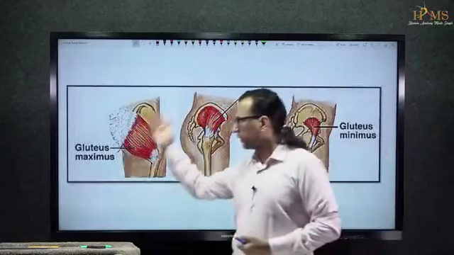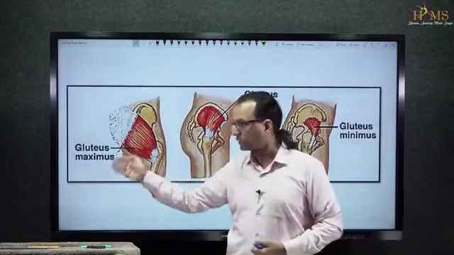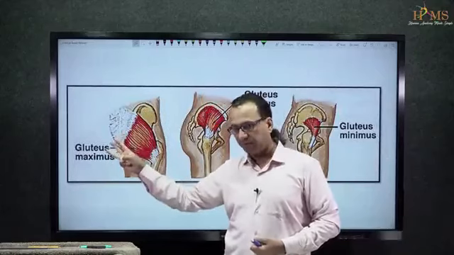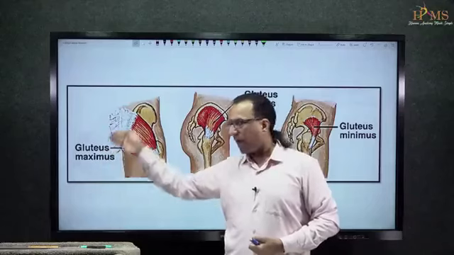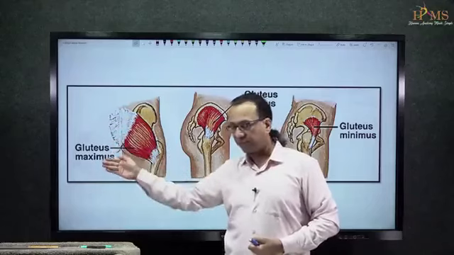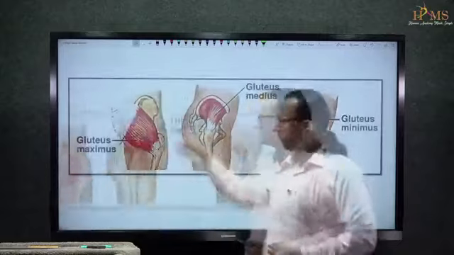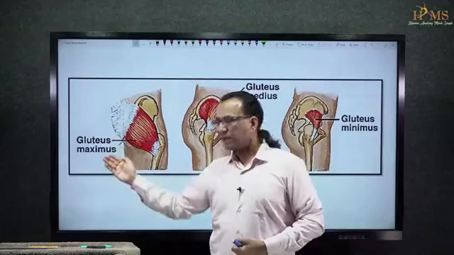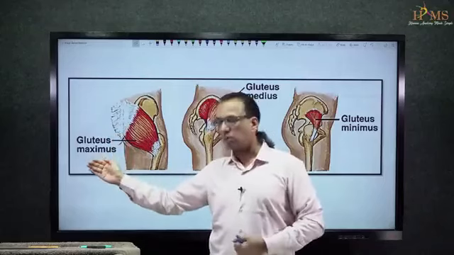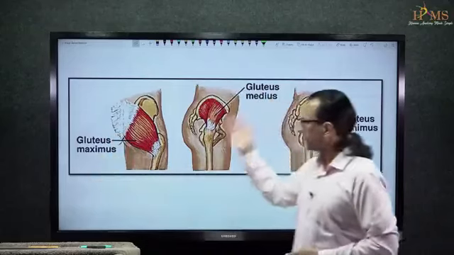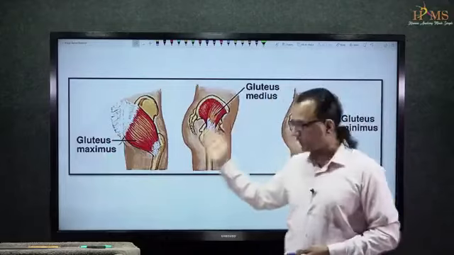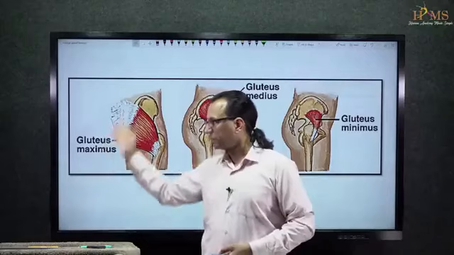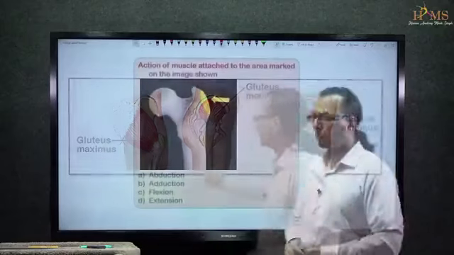And it also works with the short lateral rotators under cover of that, which I named, that is piriformis, superior and inferior gemellus, obturator internus and externus, and the quadratus femoris. All of these muscles work with gluteus maximus for lateral rotation at the hip joint. In that sense, gluteus maximus is going to antagonize the gluteus medius and minimus because they are medial rotators, and this muscle is a lateral rotator of the hip joint. So what will you say?